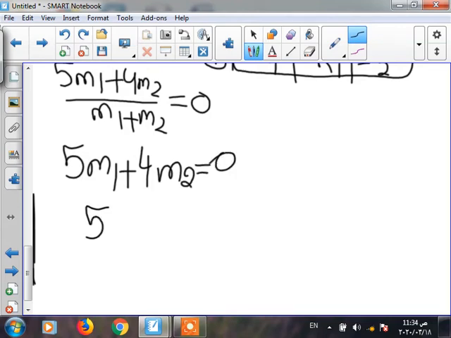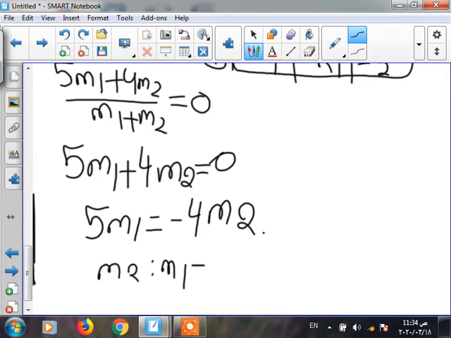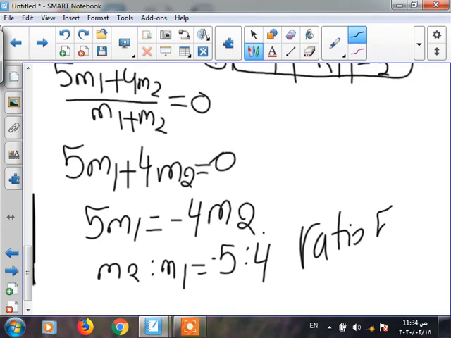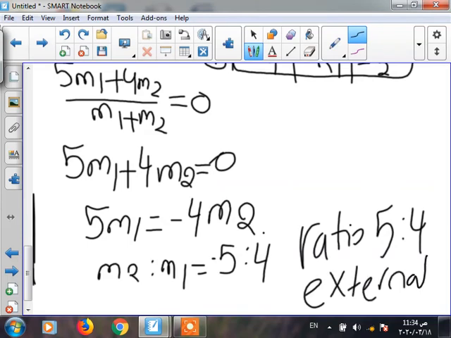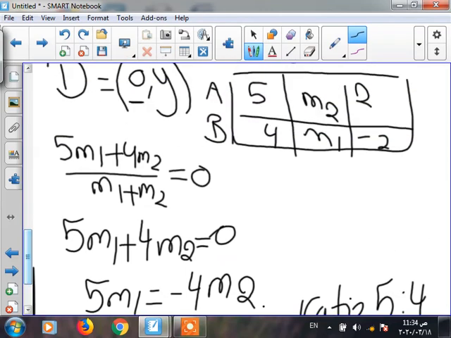So 5M1 will be negative 4M2. In this case, M2 to M1 is going to be 5 over 4, or negative 5 to 4. So the ratio will be 5 to 4. Because it's negative, it's going to be external. Now it's here 5 and 4. Move to the table. This is negative 5 to 4.